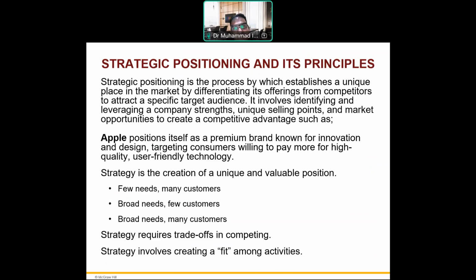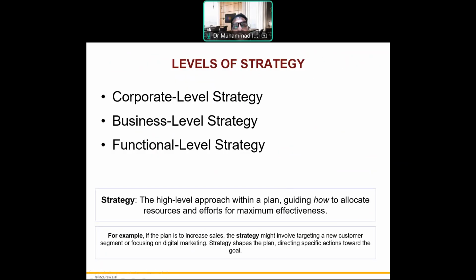So here is strategic positioning. Let's see the second point, the levels of strategies. Basically there are three levels of strategies: corporate level strategies, business level strategies, and functional level strategies. Again, I explain strategy for your better understanding: the high level approach within the plan, guiding how to allocate resources and efforts for maximum effectiveness. Here is the example also.